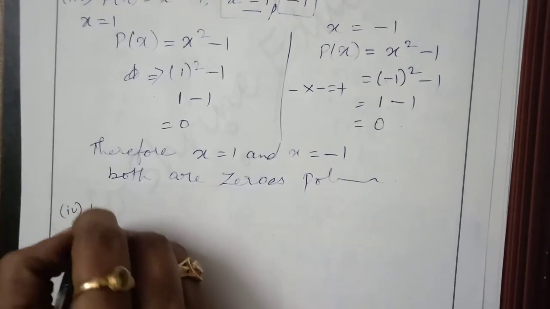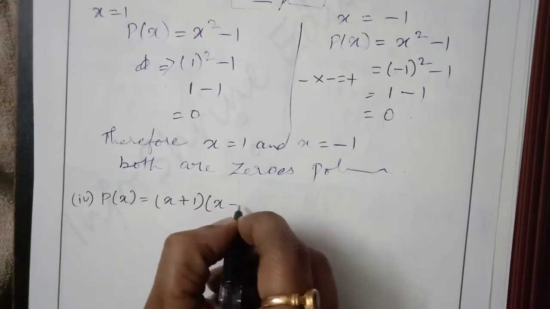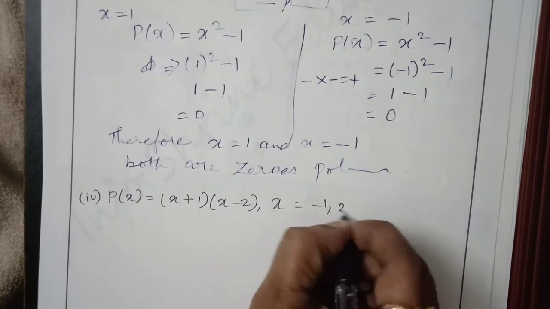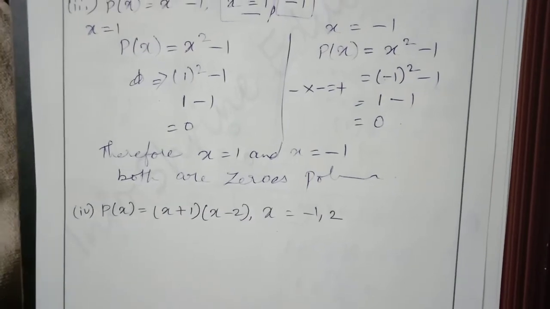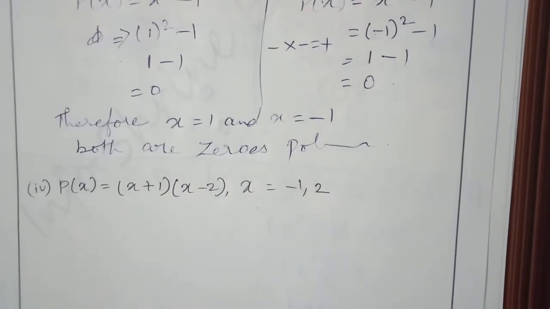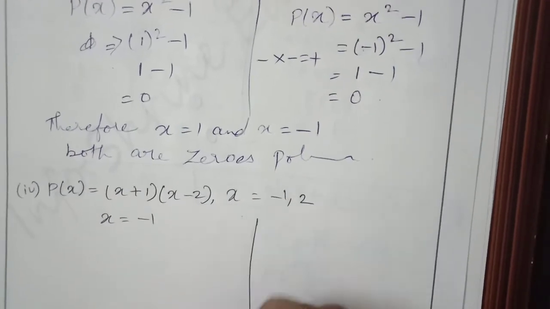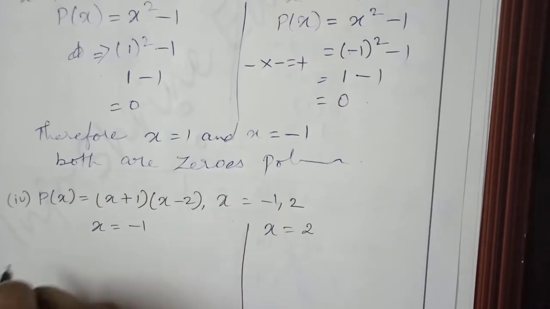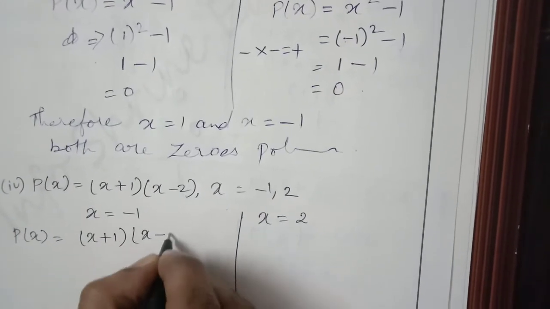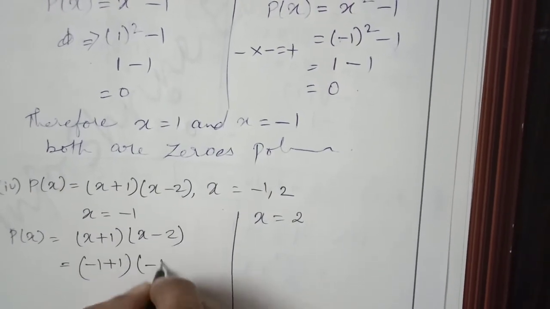Fourth one, that is P of x is equal to (x plus 1)(x minus 2), and x is equal to minus 1, 2. Now here we need to see there are two values, x is equal to minus 1 and x is equal to 2. So let's do x is equal to minus 1 first of all, and then x is equal to 2. So here P of x is equal to (x plus 1)(x minus 2). So (minus 1 plus 1)(minus 1 minus 2).